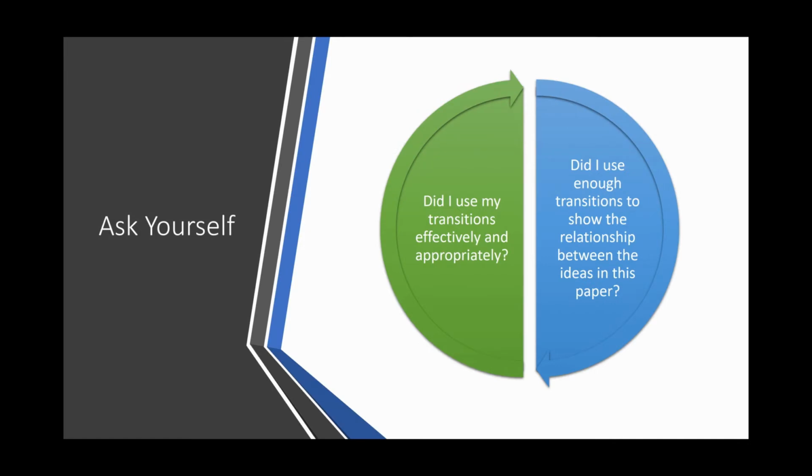Again, just like with transitions within paragraphs, strong writers will use both implicit and explicit transitions between paragraphs throughout their essays. Just remember when you use transitions to ask yourself if you used your transitions effectively and appropriately, and if you used enough transitions to show the relationship between your ideas in the paper. You have to be cautious about using too much repetition or including transitions when they really aren't necessary. Using transitions appropriately means using the right transitions to communicate the right relationship between ideas.